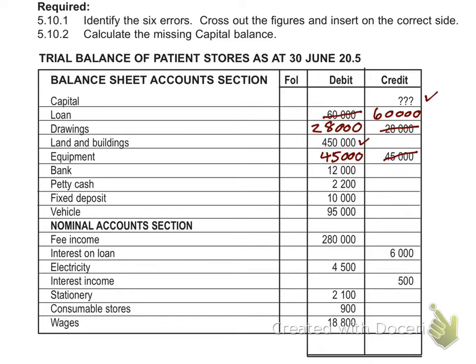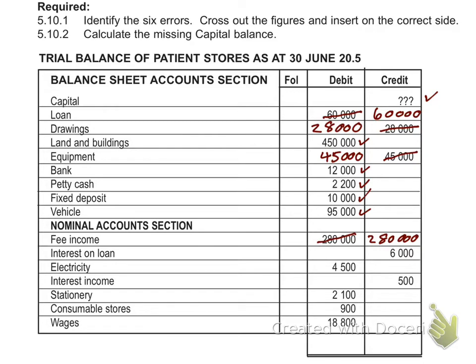Right? And then bank is on the right side, petty cash on the right side, fixed deposit on the right side, a vehicle on the right side. Remember, all assets are on the debit side. Can you see that? So all of the other ones are correct. And then we go to fee income. Fee income is on the wrong side because remember, it must be on the credit side. Right? And then interest on loan.